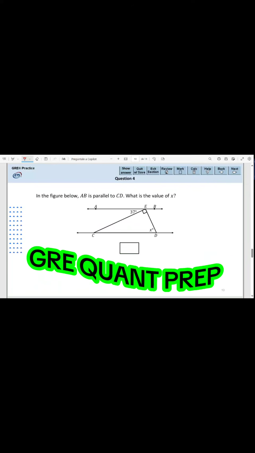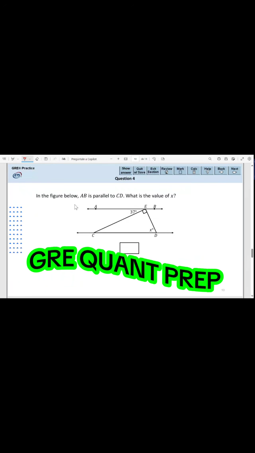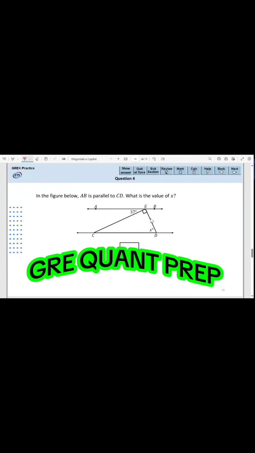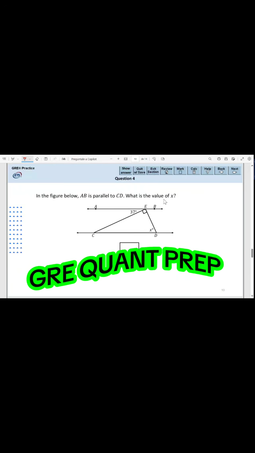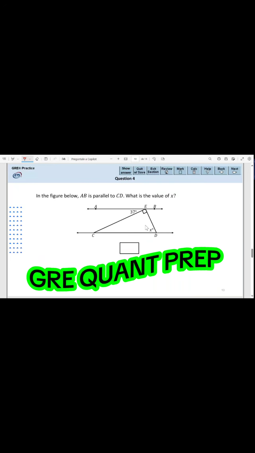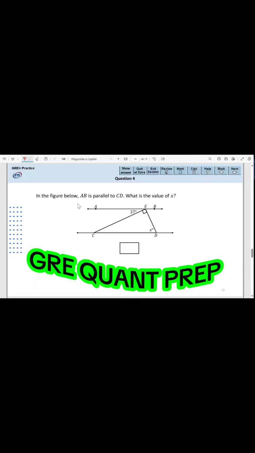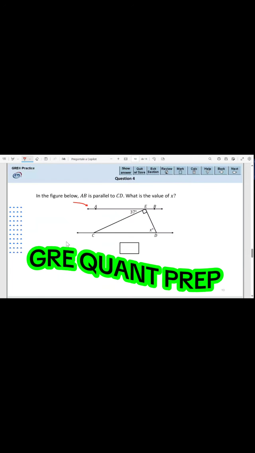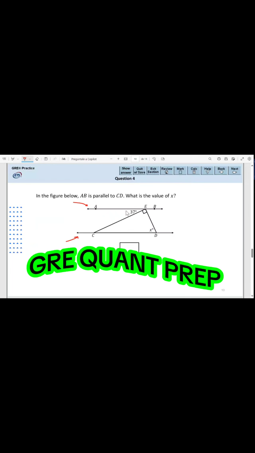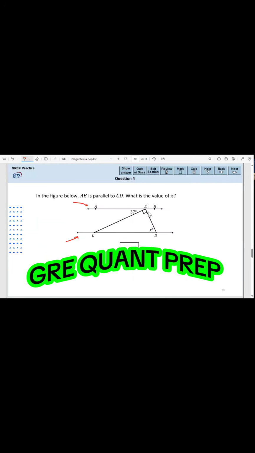In the figure below, the segment AB is parallel to the segment CD. What is the value of X? So, interesting, because here you have something, right? The segment AB belongs to this line, and the segment CD belongs to this line. Since the segments are parallel, obviously the lines that contain those segments must be parallel.